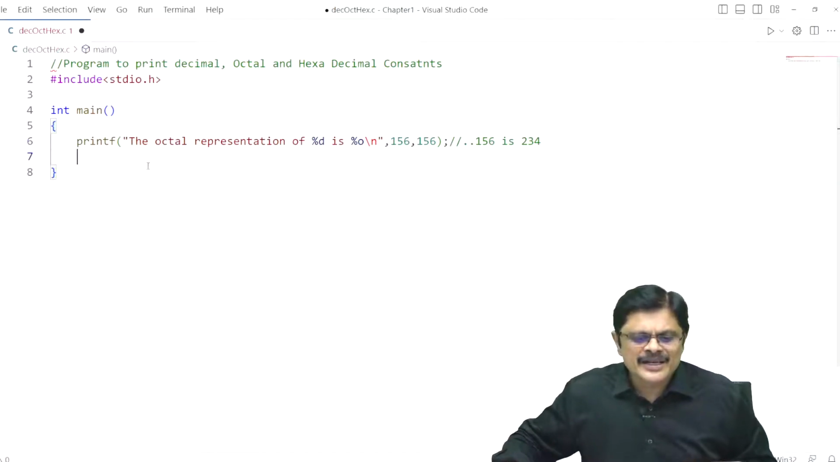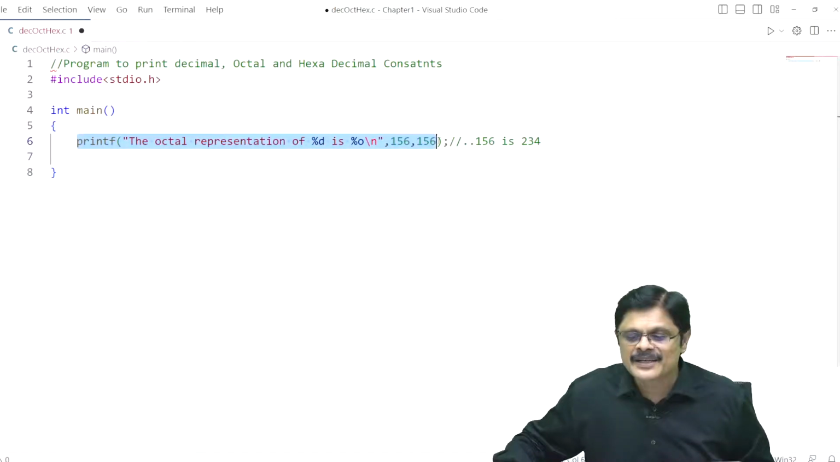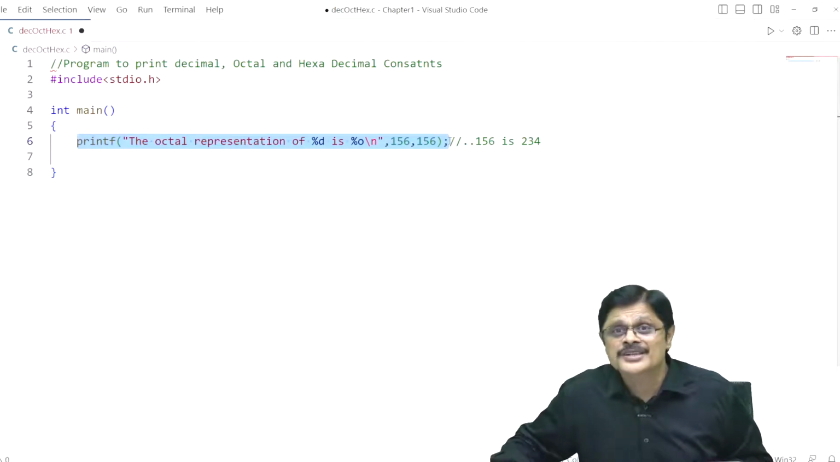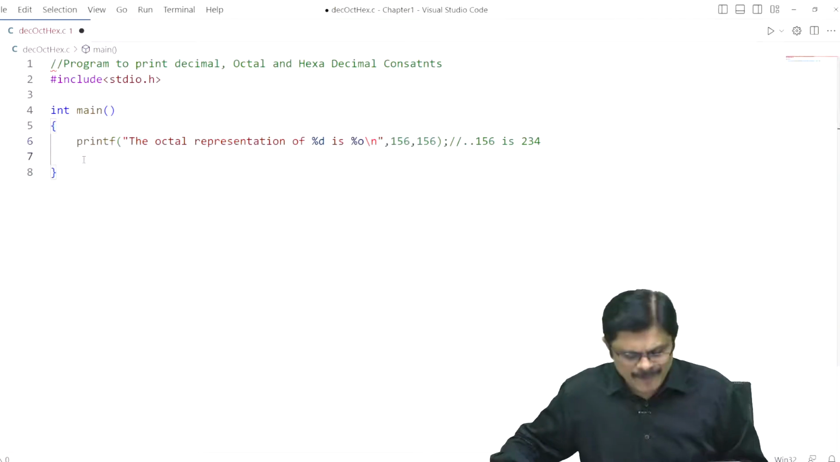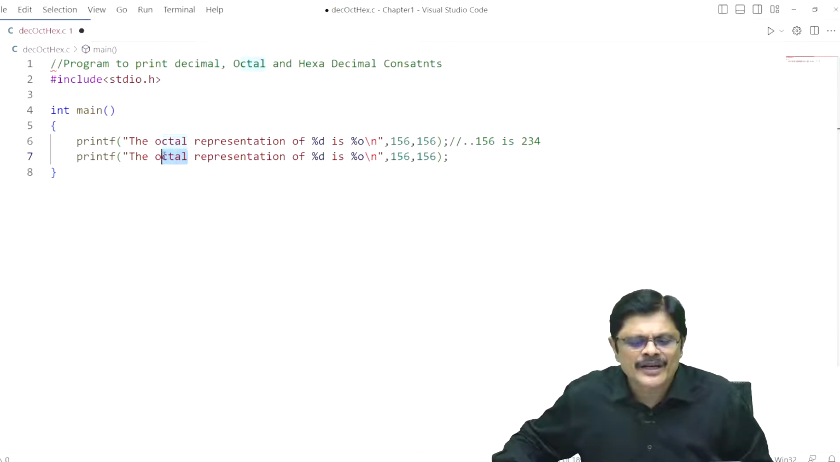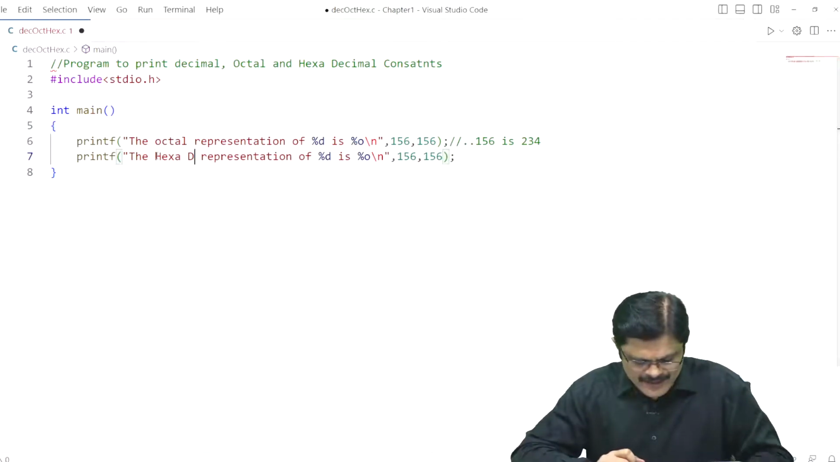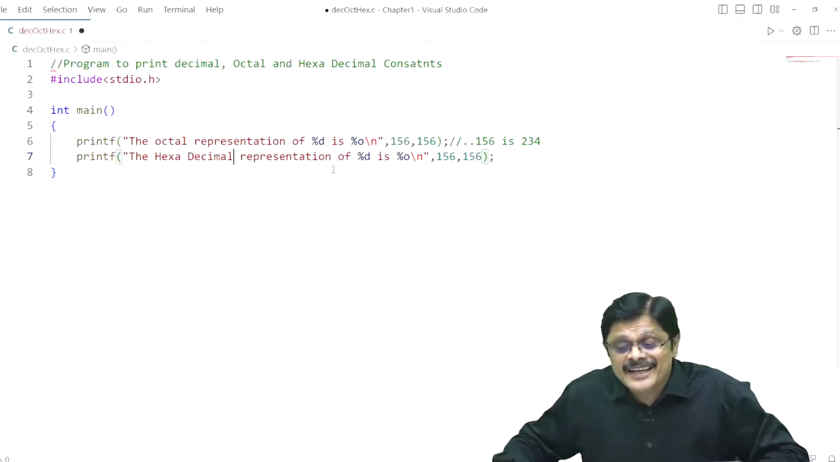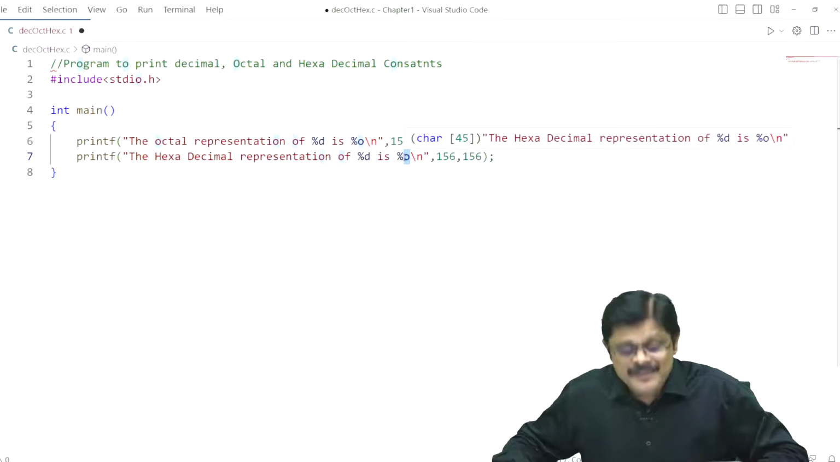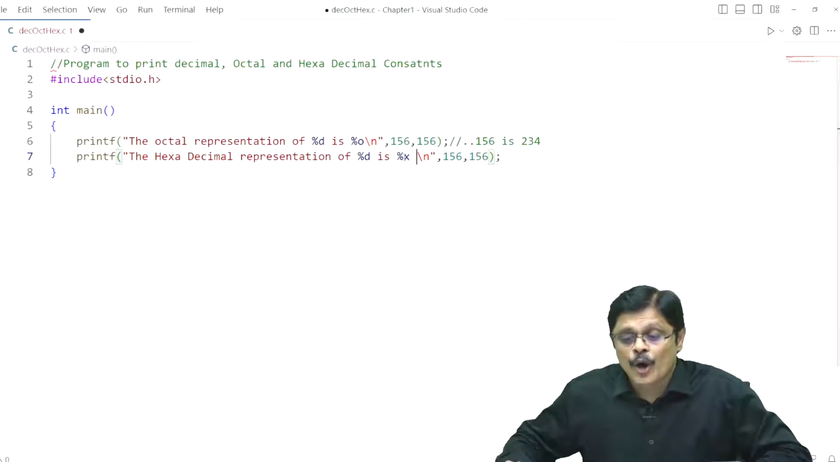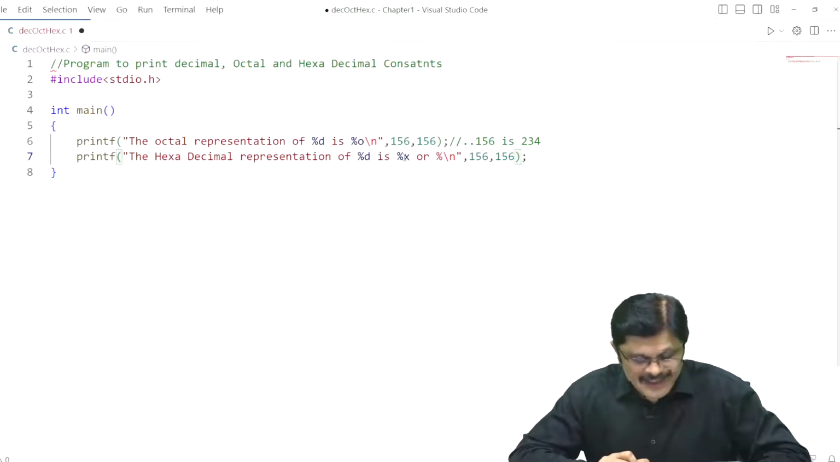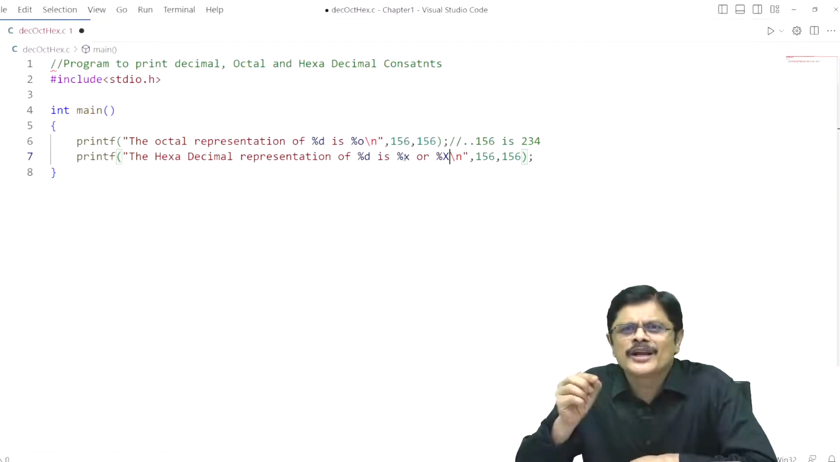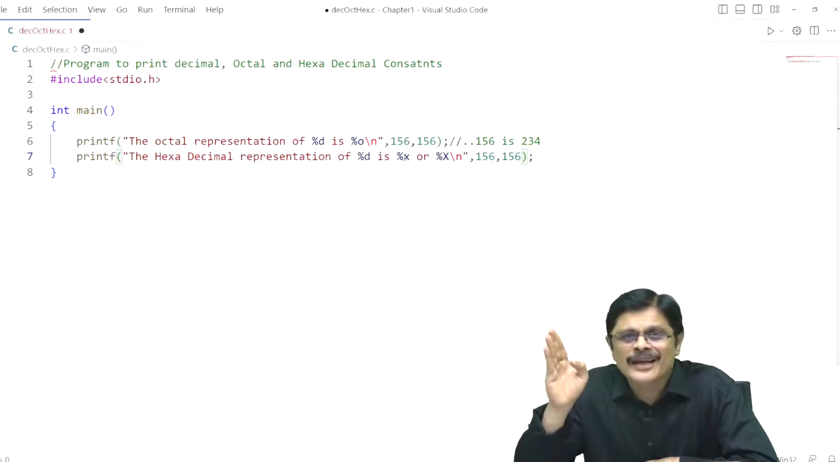Okay. Now next line I want to do the hexadecimal representation or hexadecimal constant print. So let me copy paste this and change this statement accordingly. The hexadecimal representation of %d is... see, for hexadecimal the conversion specification is %x, or you can also use capital %X. If you use small x, small abc will be printed. If you use capital X, capital ABC will be printed for 10, 11, 12, etc.